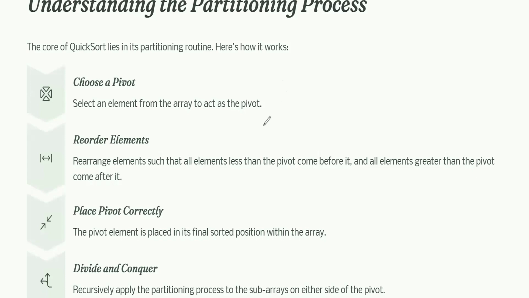So what is the core concept of quicksort? The main concept, first, is choosing a pivot element. Select an element from the array to act as the pivot element. Once we have that element in focus, we are going to reorder the elements. Rearrange the elements such that all the elements less than the pivot come before it and all the elements greater than the pivot come after it.